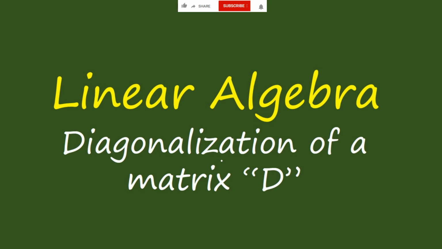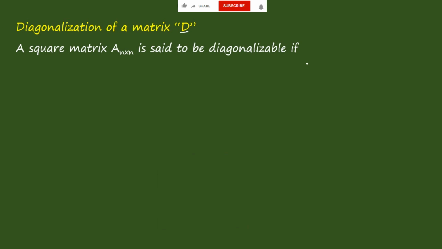Let us start now. Now coming to diagonalization of a matrix. It is denoted by D. Coming to the definition, a square matrix A, n cross n, is said to be diagonalizable if P inverse A P is equal to D. This is a general definition.